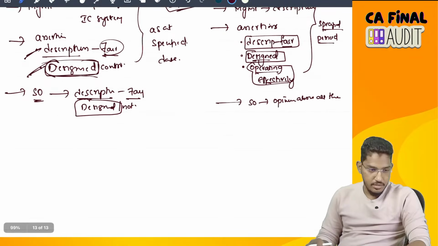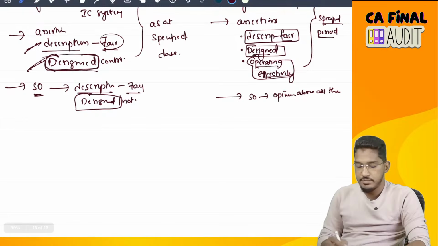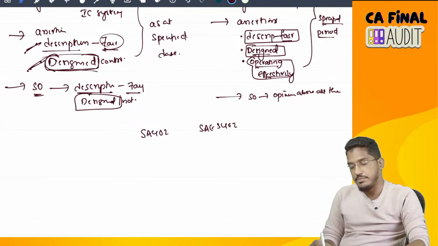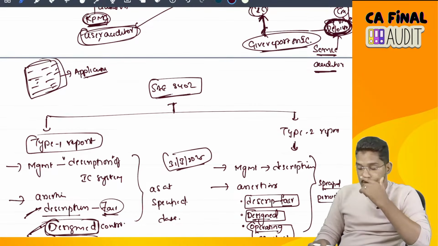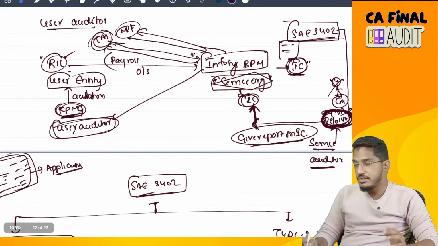Right. Fine. One student is asking, what is the difference between SA 402 and SAE 3402? SA 402 and SAE 3402. This also I will explain. Good question. The difference is, SAE 3402 talks about the responsibilities of the service auditor.